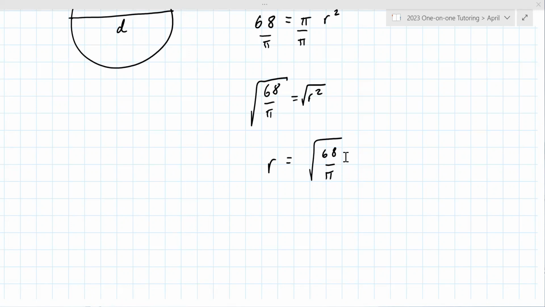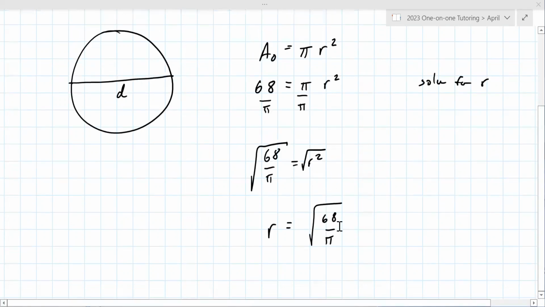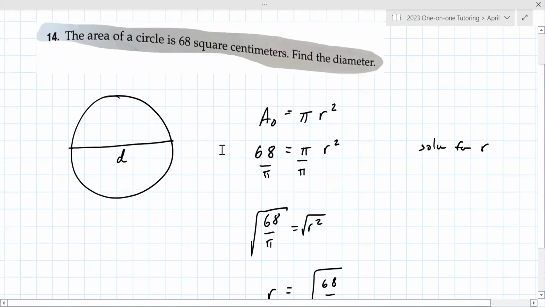For this, that's fine. Now you don't want to round this answer. You want to round your final answer. So your diameter is 2 times r, or 2 times the square root of 68 over pi, like that. So what do you have for an answer there? 9.3. Yes. And then we just need units.